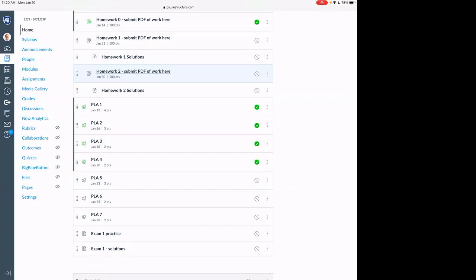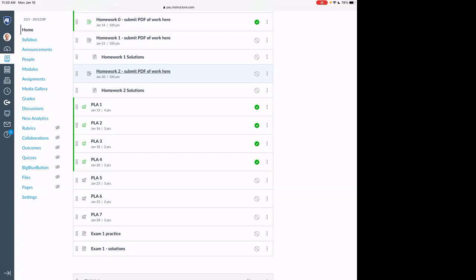PLAs are not timed, but they will stop, I think, at midnight the day before class. So don't start the PLA at 11:55. They don't take that long, maybe half an hour, maybe less, but every day before you come to class, on Sunday, on Tuesday, on Thursday, be like, I've got MATSE 202 tomorrow. Maybe I have a PLA to do.